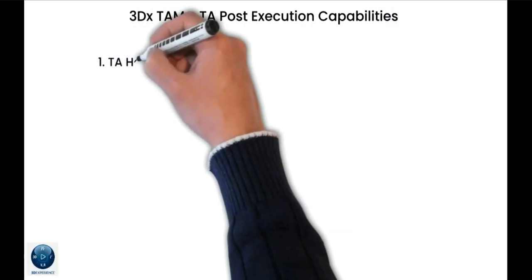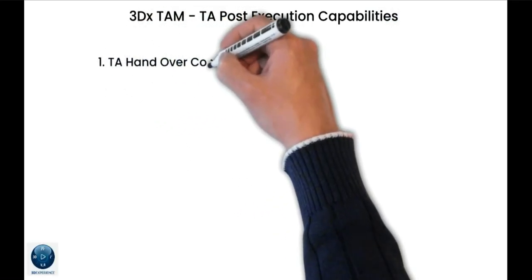Let us have a glance at our post-execution capabilities. We have a TA handover app, which helps you to hand over the plant to the operations team, unit by unit. The TA manager can create the handover requests, review the work completion by unit, and hand over the units to the operations team.